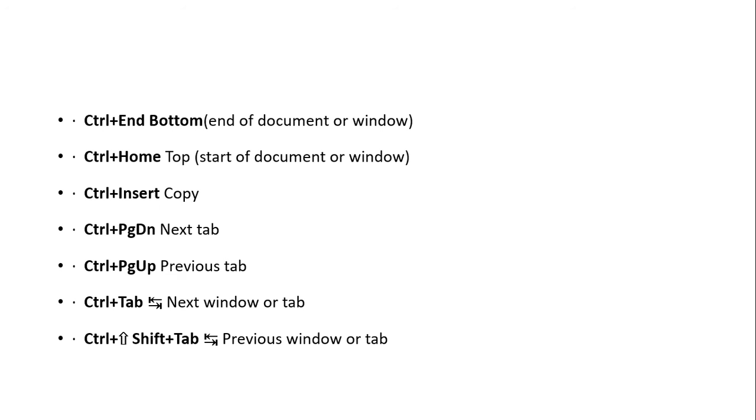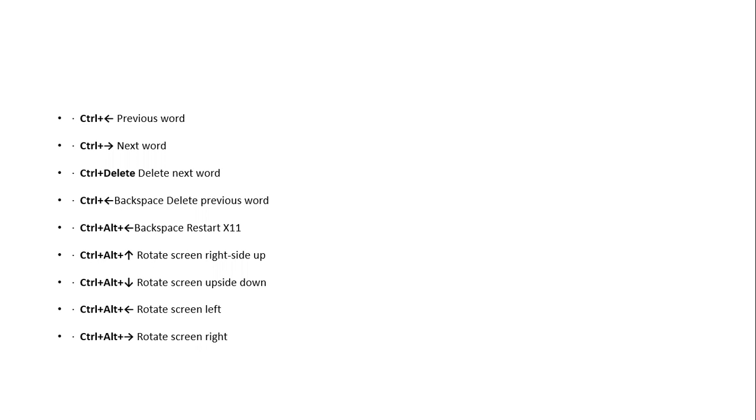Control plus Tab. Next window or tab. Control plus Shift plus Tab. Previous window or tab. Control plus arrow left. Previous word. Control plus arrow right. Next word. Control plus Delete. Delete next word. Control plus Backspace. Delete previous word.